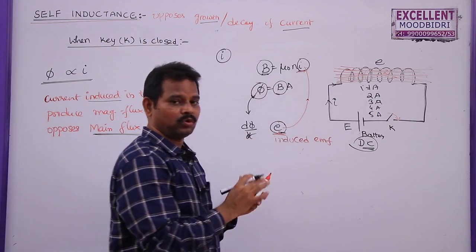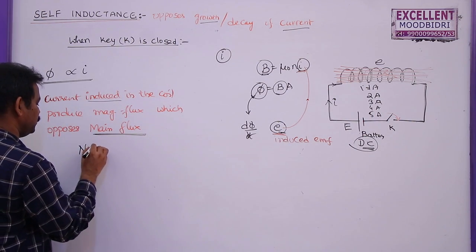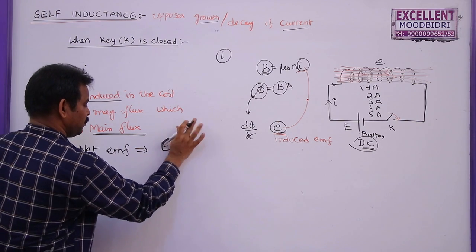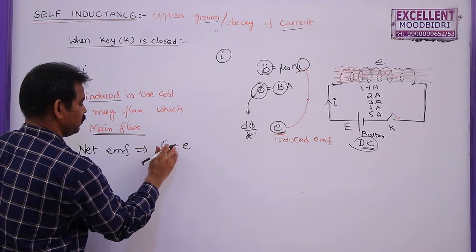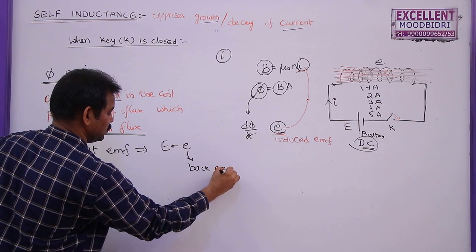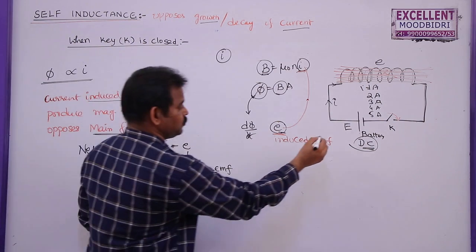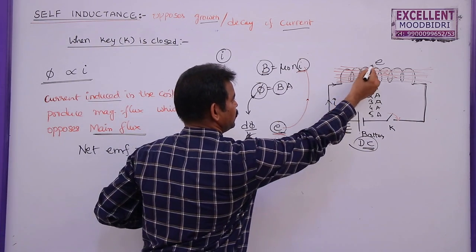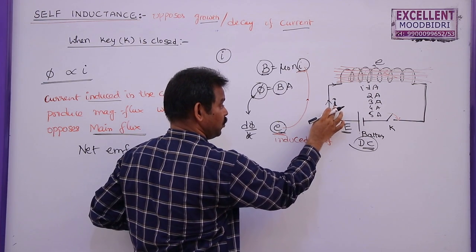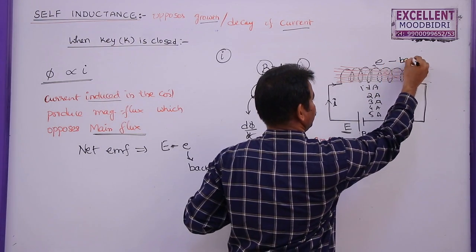So what is the total EMF when the current is increasing here? The net EMF is given by capital E minus small e. Why? Because this is called back EMF. This is the EMF which is opposing the growth of current, and this is the EMF which is giving the current here, but this EMF is opposing the growth of current. It will not allow this current to grow. That's why this is called back EMF.